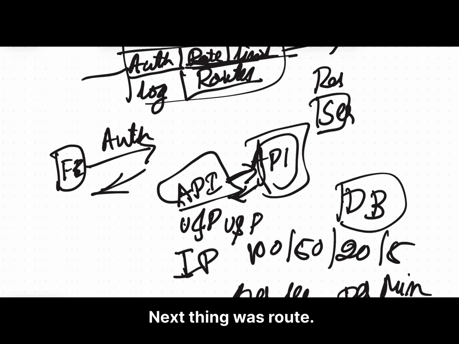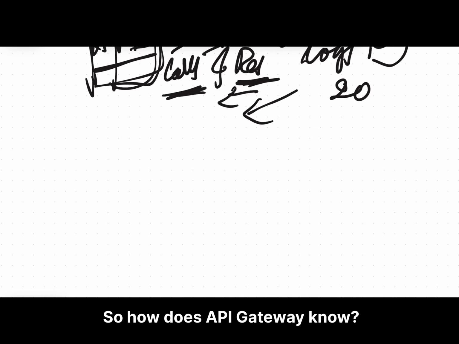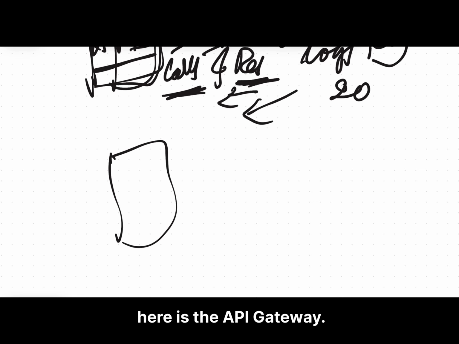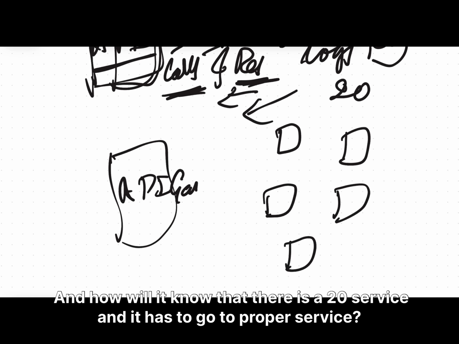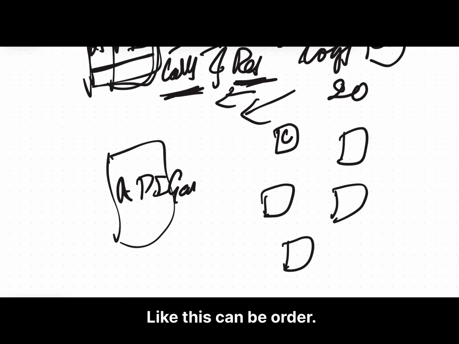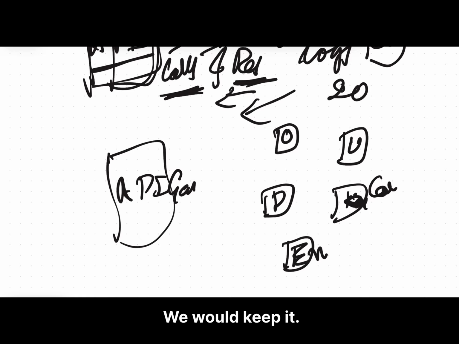Okay, next thing was routes. So how does API gateway know? Like, here is the API gateway, and how will it know that there are services and it has to go to the proper service? Like this can be order, this can be user, this can be product, cart, or this can be asynchronous, like an event. We would keep it. So how will the API gateway know?